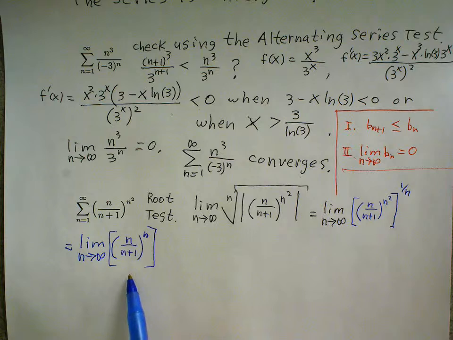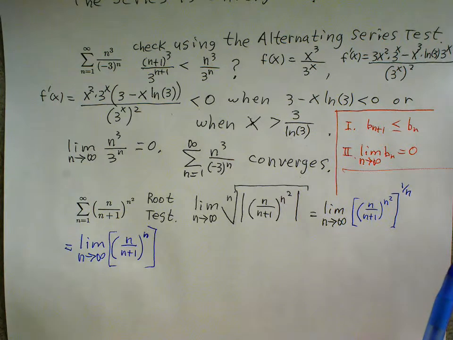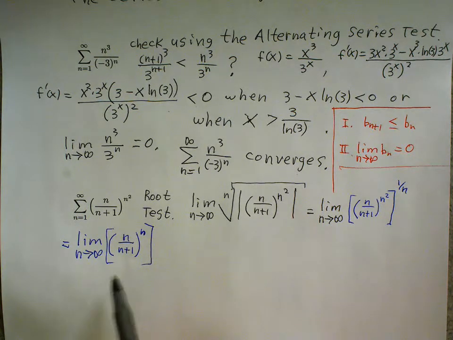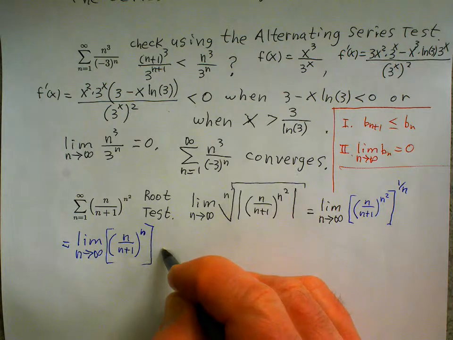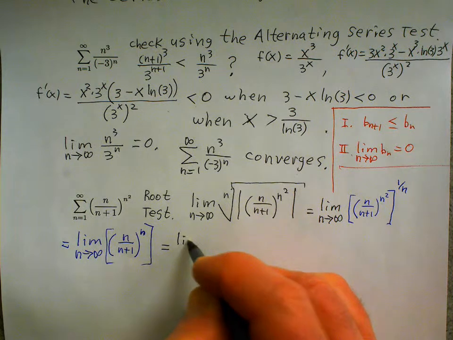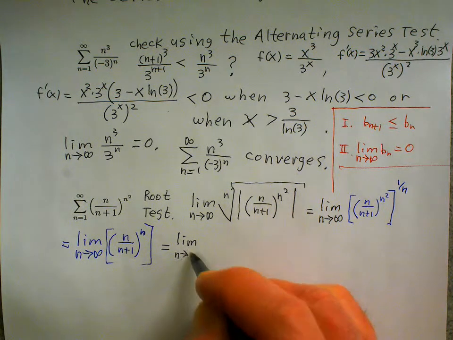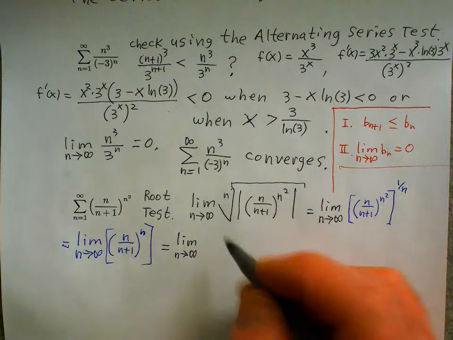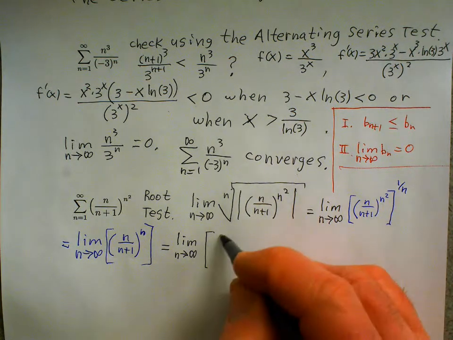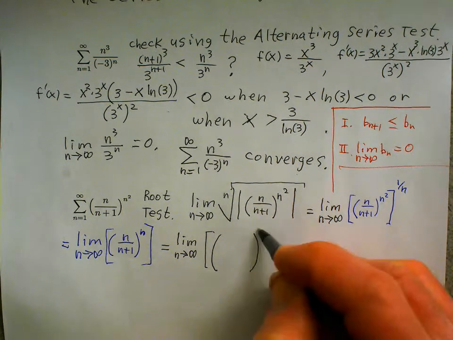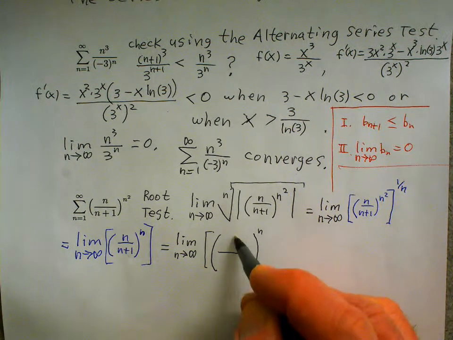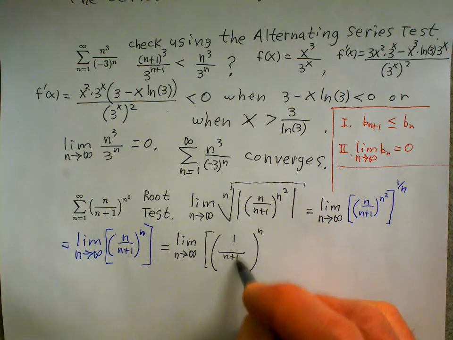And now all we have to do is compute that limit. Do you know what that limit is equal to? We'll do an algebraic maneuver here, and then after that, it might look more familiar. n over n plus 1 is equal to 1 over n plus 1 over n.